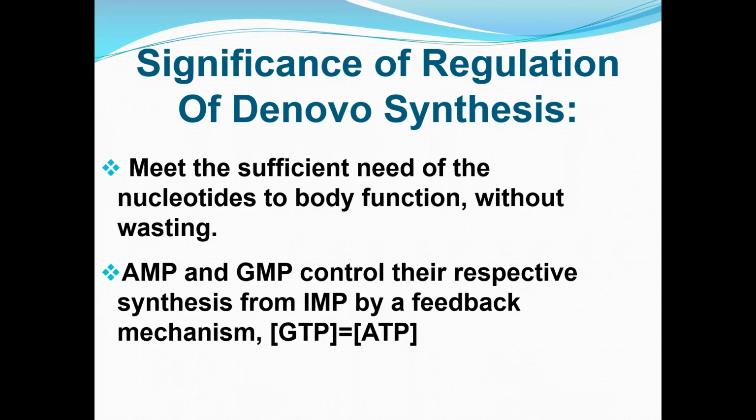But the body is always working to balance each and every substrate just to avoid wasting. So we should also follow this principle in our daily life. And here also AMP and GMP control their respective synthesis from IMP by feedback inhibition. So the balance between GTP and ATP is maintained inside the body. So this is the significance of regulation of de novo synthesis of purine, and you can also see the significance of regulation of other pathways which we learned in our earlier lectures.